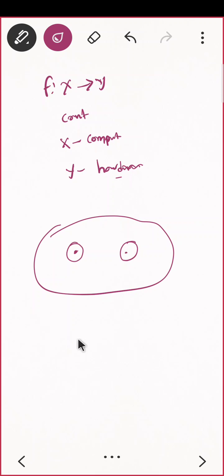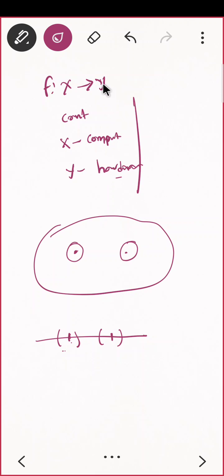Correct? Same for R. If you have two points, can I find two neighborhoods which are disjoint? Yes, this is a neighborhood, this is also a neighborhood. Both are disjoint since the points were disjoint. Correct? So one definition is this.